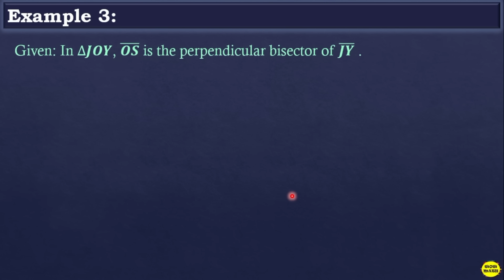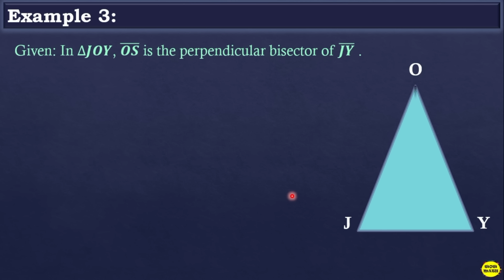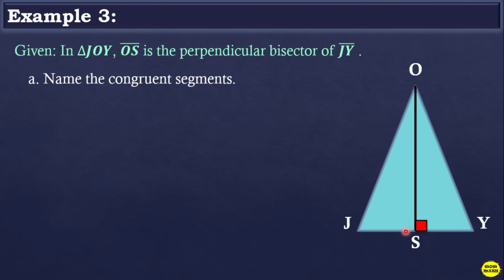Next, I have here triangle JOY with OS as the perpendicular bisector of segment JY. Since it says bisector, it will form two right angles. Also, it will form two congruent segments. Since it is a bisector, your S here is the midpoint. It is automatic that when we have a bisector, it contains the midpoint. So, S here is the midpoint.